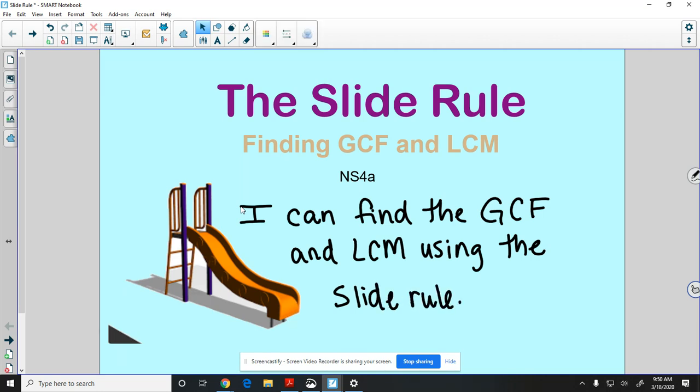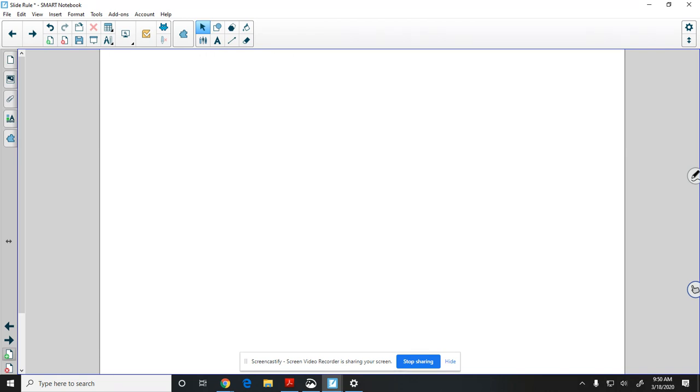So the slide rule is an easy way for us to find the GCF and LCM. But what do GCF and LCM stand for? GCF stands for greatest common factor, and LCM stands for least common multiple. You've heard GCF before, greatest common factor. Those are your factors. Your factors are the numbers that multiply together to give you a product.